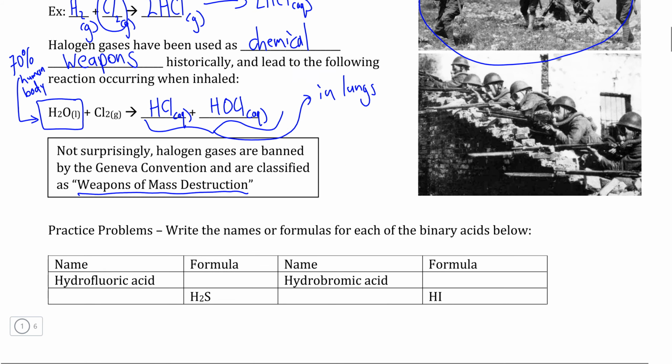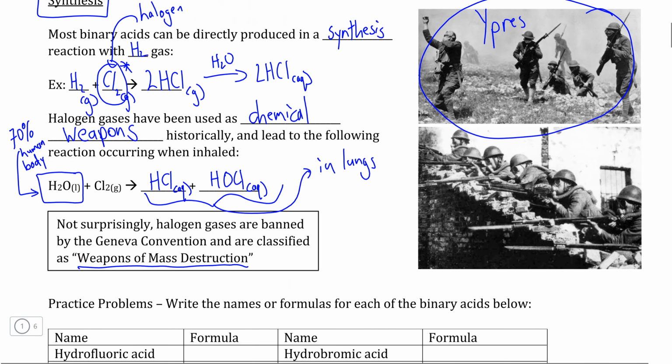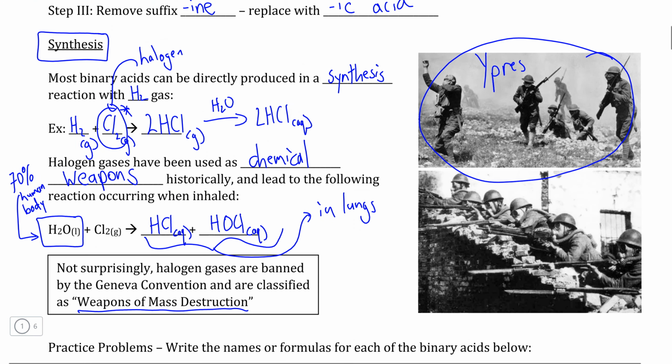On a less dark tone, you can take a look at the practice problems below to make sure that you have a handle on how to name and write the formula for each of the different binary acids and identifying the synthesis reactions used to make the acid forms of each of the binary acids below.